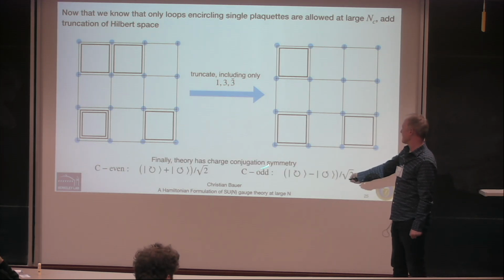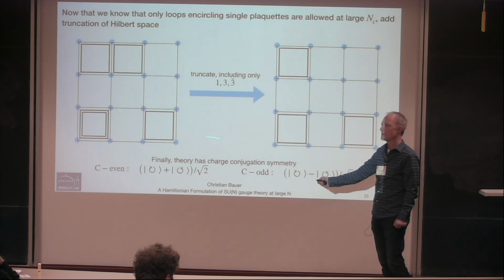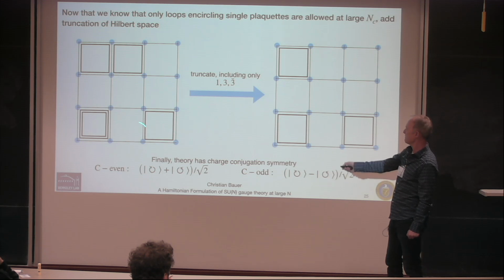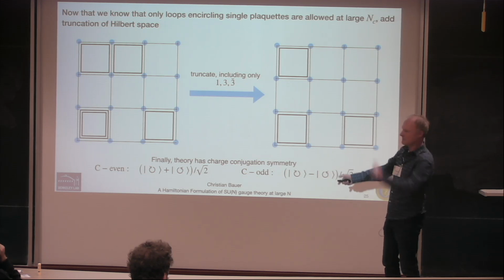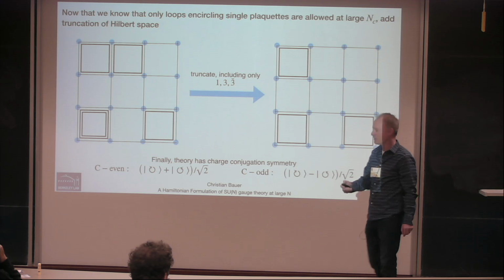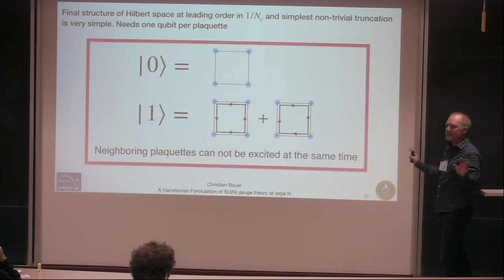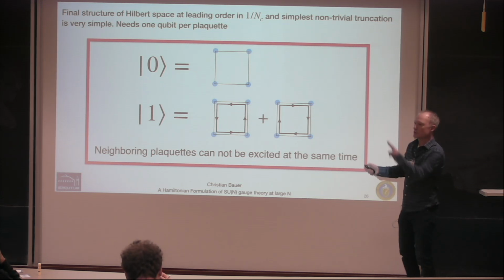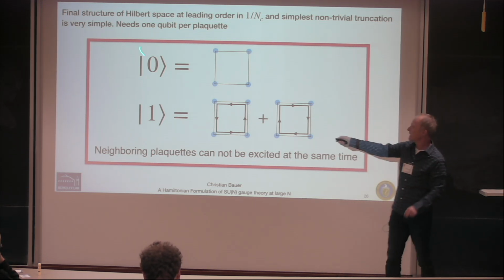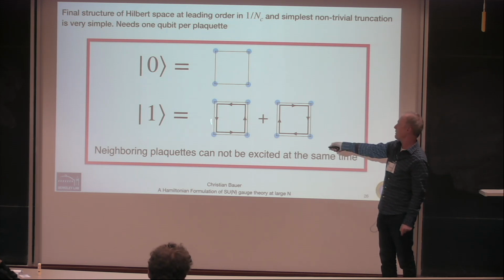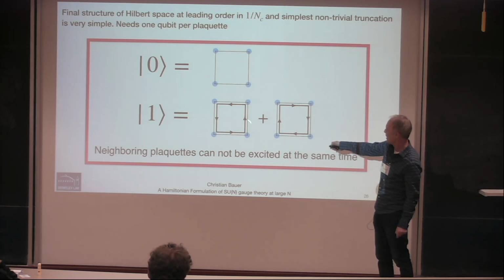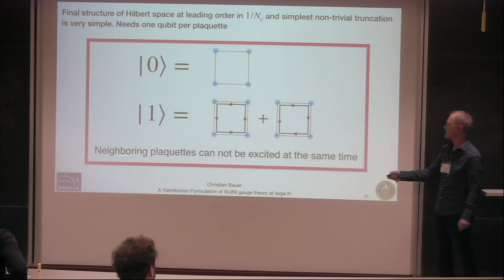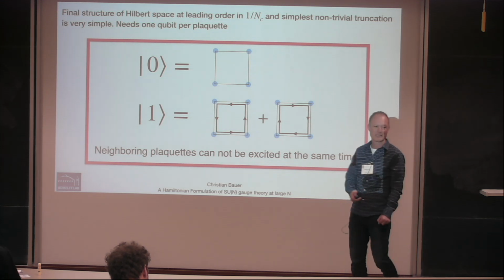We do one more thing: there's a charge conjugation symmetry, so let's look at only the C even sector. When I draw a loop like this, it's the loop in one direction and the other direction summed over. Putting everything together, there are two possible states each plaquette can be in. Either it's no excitation or it is one excitation. What I mean by one is really the sum of the loop going this way or the other way. And secondly, neighboring plaquettes cannot be excited at the same time.